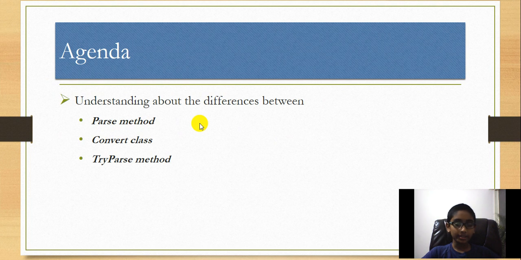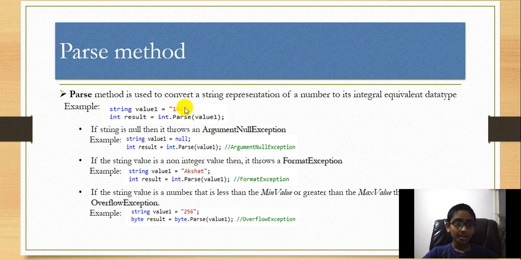First, I'm going to talk about the Parse Method. The Parse method is basically used to convert a string representation of a number to its integral equivalent data type. The syntax for declaring a parse method is first the target type, that is integer in our case, so int.parse, brackets, and the variable name that you want to parse.